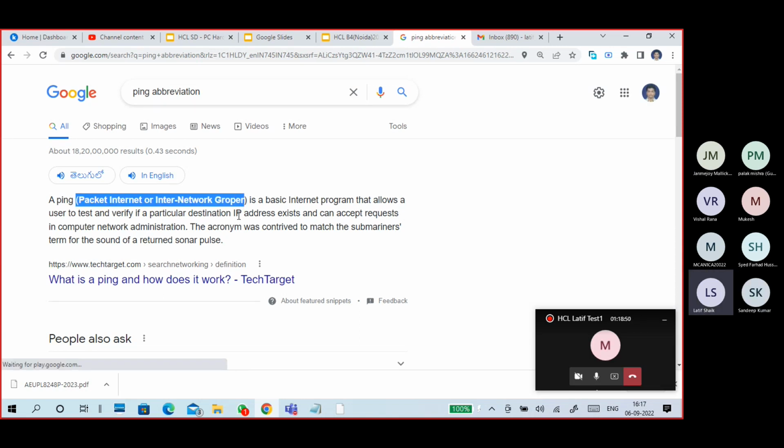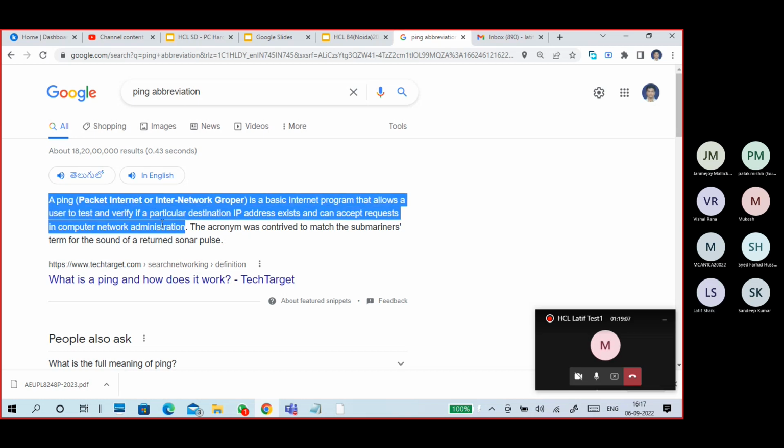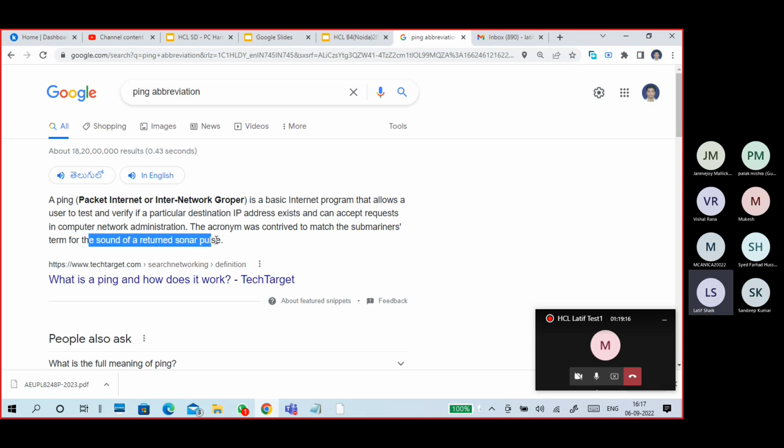Packet internet groper is a basic internet program that allows a user to test and verify if a particular destination IP address exists and can accept requests in computer network administration. The acronym was contrived to match the submarine term, the sound of a sonar pulse. But the point is, ping did not come from packet internet or inter-network groper.